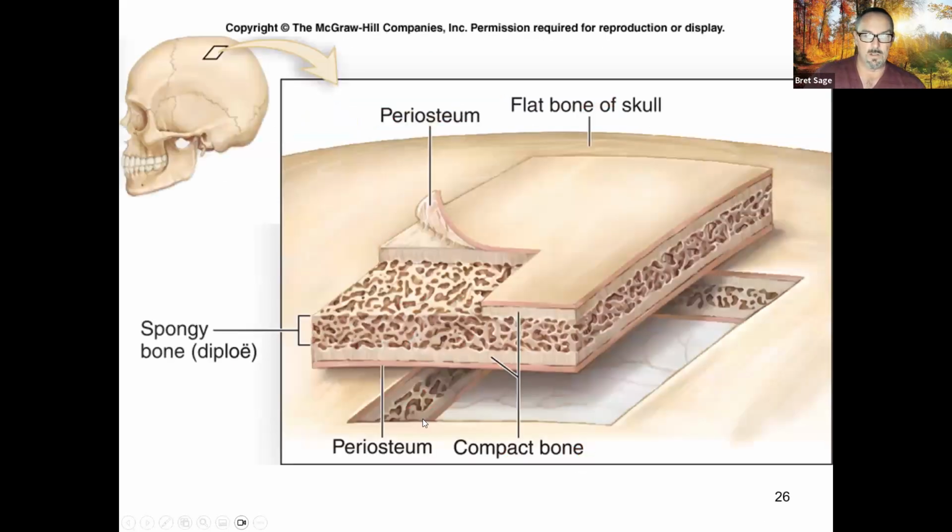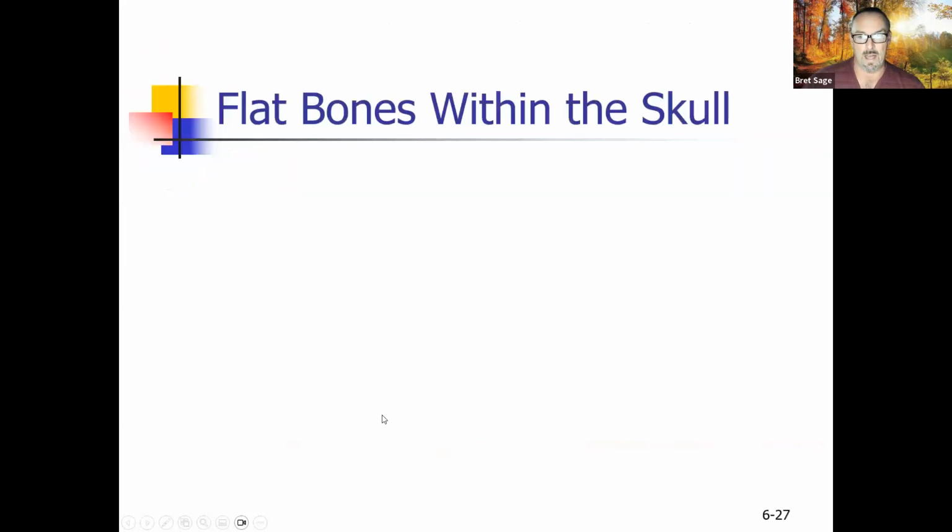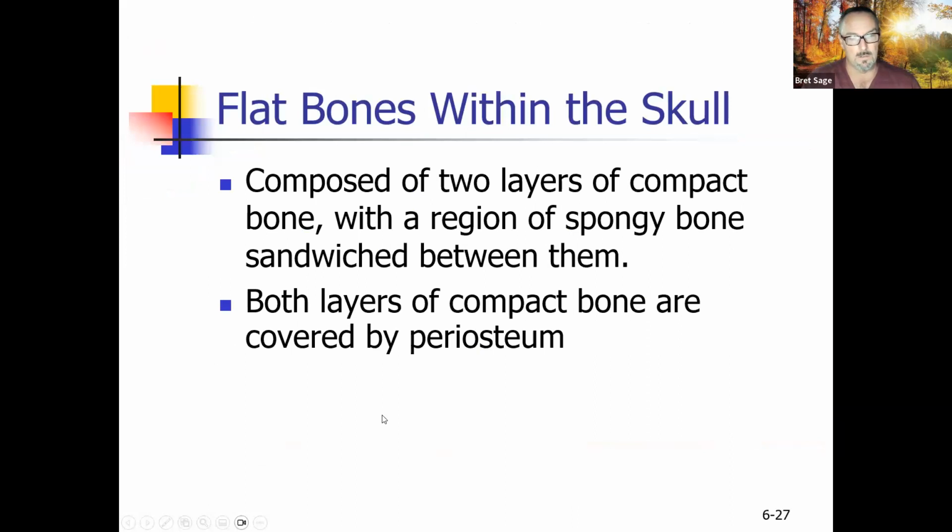Okay. This shows you how the periosteum is on both sides because the inside of your skull is not the inside of the bone. Okay. The inside of the bone is the spongy bone. So there's a periosteum both on the outer layer of the skull and inner layer. The endosteum would be in here covering the spongy bone. Flat bones within the skull are two layers of compact bone with a region of spongy bone sandwiched between them, as I showed you in the picture. Both layers of compact bone are covered by periosteum, inner and outer.